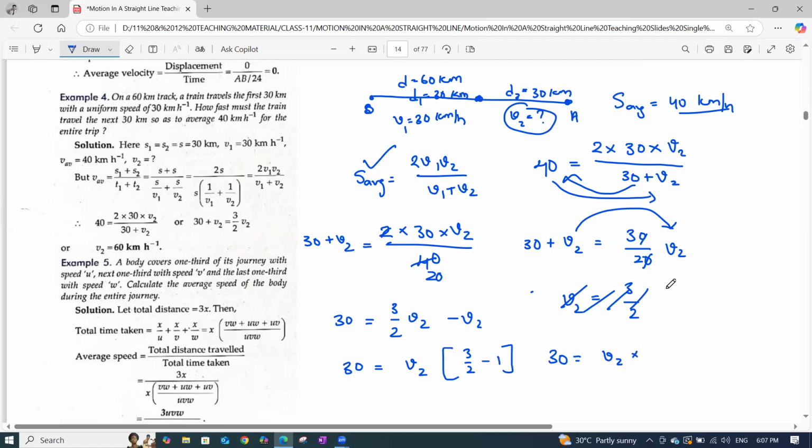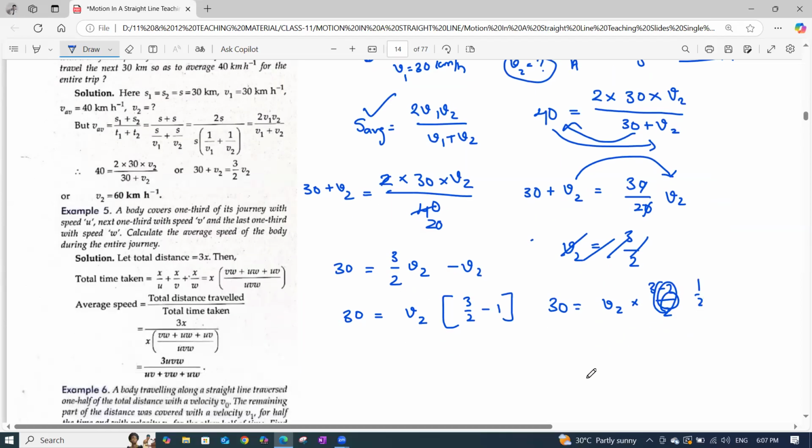3 by 2 minus 1 is 3 minus 2 by 2, which is nothing but 1 by 2. This value is 1 by 2. Now this can be written as 30 is equal to, this V2 will be here. This 1 by 2, if you send that side, it becomes 2. Right. So V2 is equal to 30 multiplied with 2. That is 60 kilometer per hour. That is the value. V2 is equal to 30 kilometer per hour. Like this, you need to solve this.